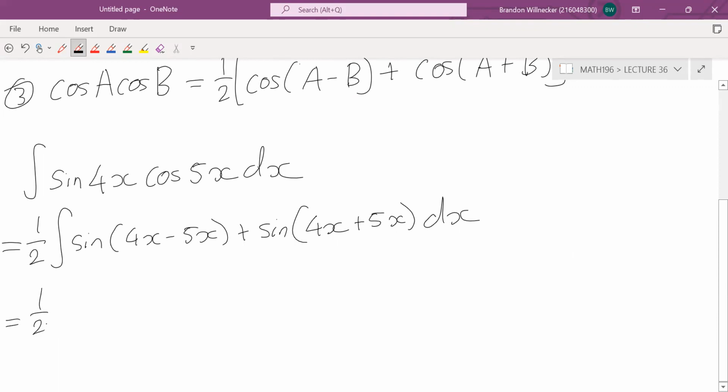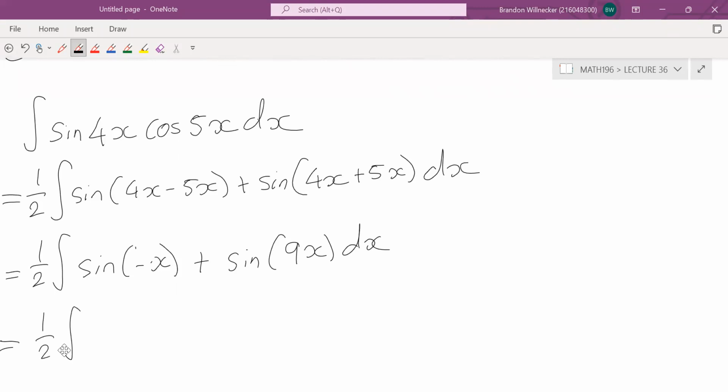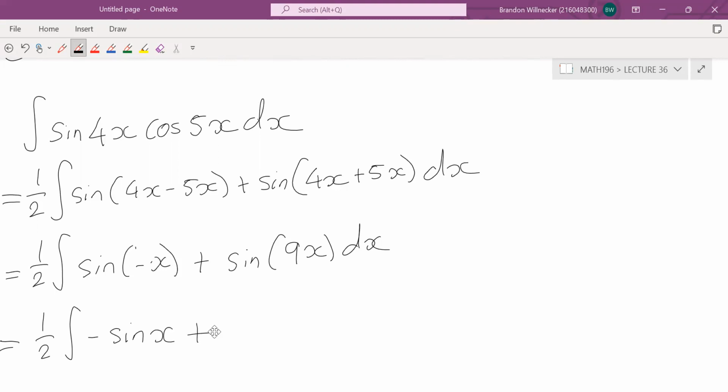Now inside the brackets are just x terms, so we can add them together or subtract them. So we're going to have 1/2 the integral of, 4x minus 5x is minus x, so we're going to have sine of minus x plus sine of 4x plus 5x, so that's going to be sine of 9x, dx. So that's 1/2 the integral. Now sine of minus x, that's the same thing as minus sine of x. So we can take the minus outside. And sine of 9x stays the same.